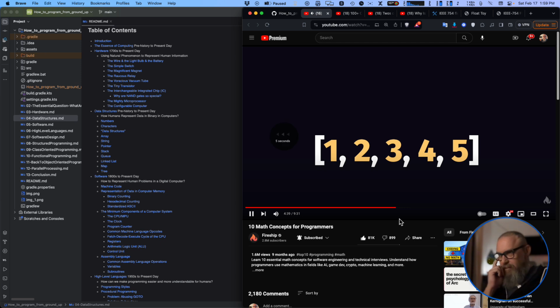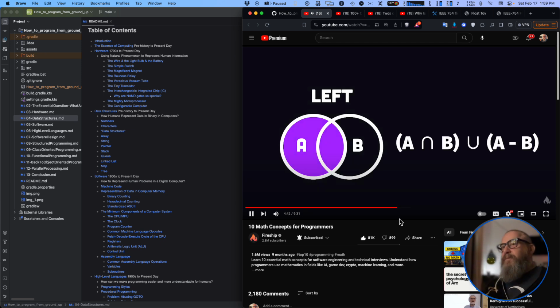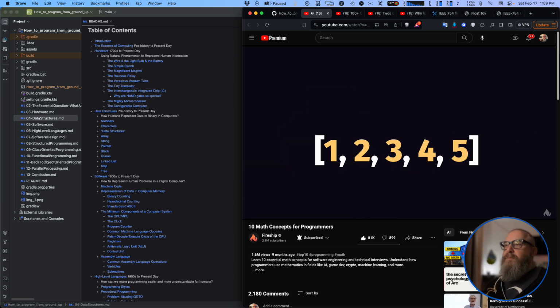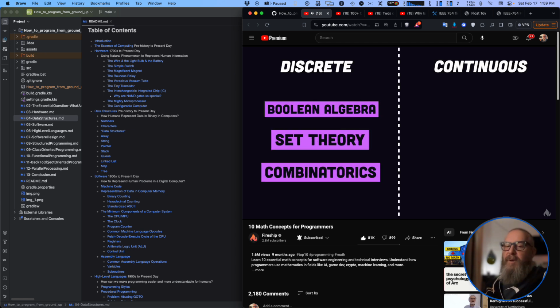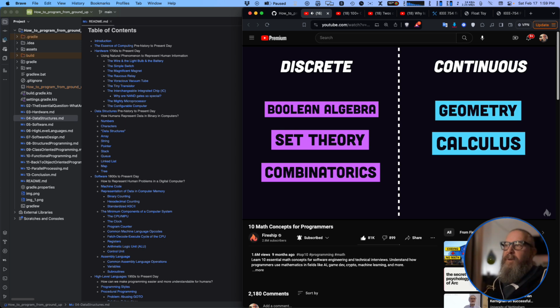Now, one thing that's important to notice at this point is that we're talking about structures that have a finite number of elements, which falls under the umbrella of discrete math, as opposed to continuous math, like geometry and calculus, that deal with real numbers and approximate.